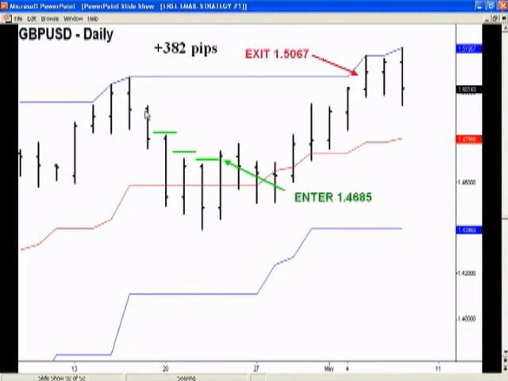The British pound begins to sell off, touches the midline, and this activates a setup bar. So now we have all these areas in which we can go long if we trade one pip above. We finally did right here on this bar. We entered at 1.4685. We kind of hovered around for a couple of days, and then it was off to the races. We exited at 1.5067. So basically in a week or two, we made 382 pips with very little risk in the trade.